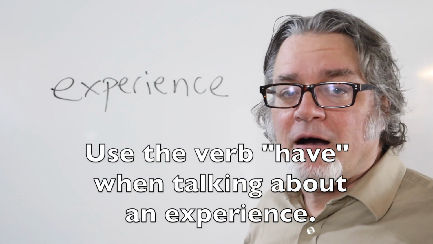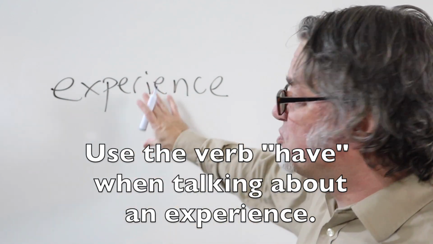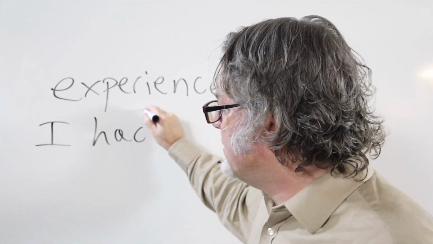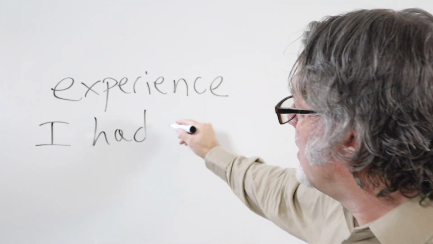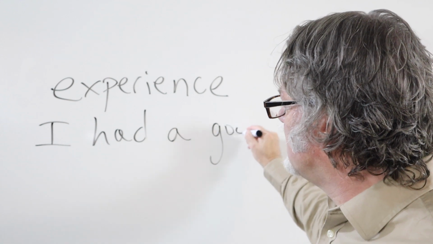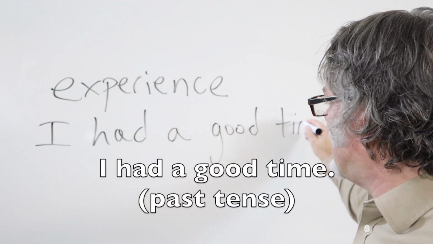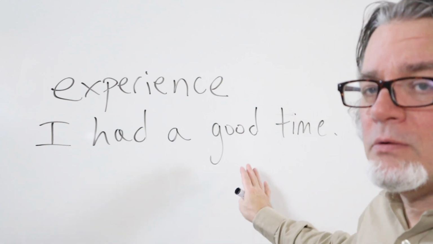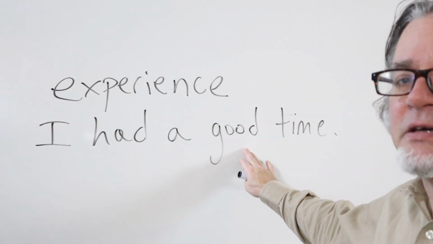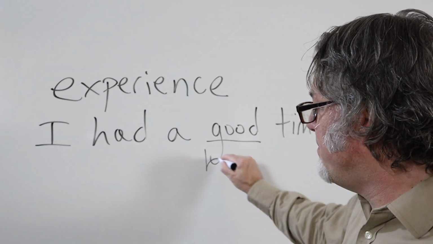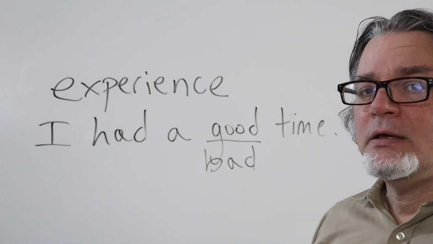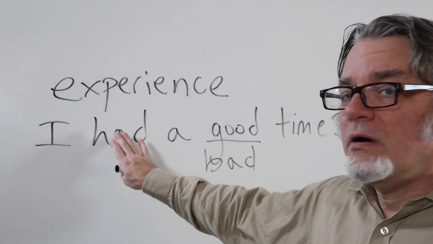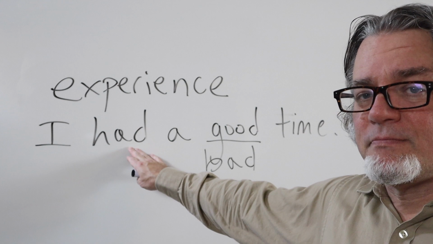Use the verb have when talking about an experience. I had, this would be the past tense, a good time. I had a good time. Or you can change the adjective and say, I had a bad time. So you're using this for an experience.